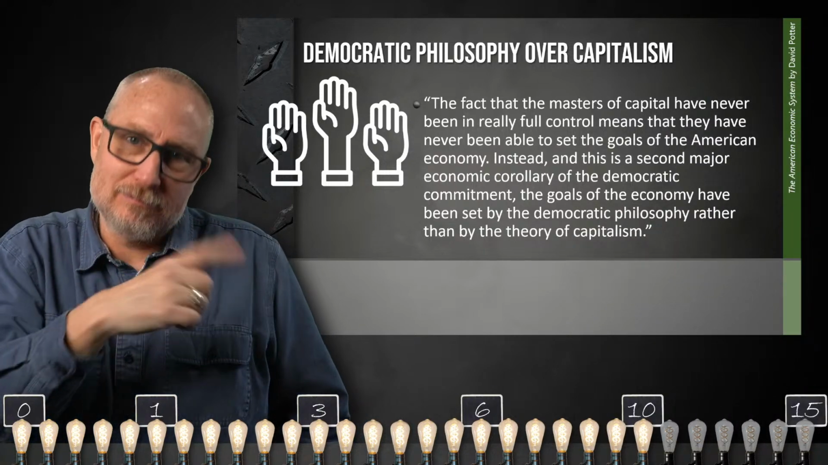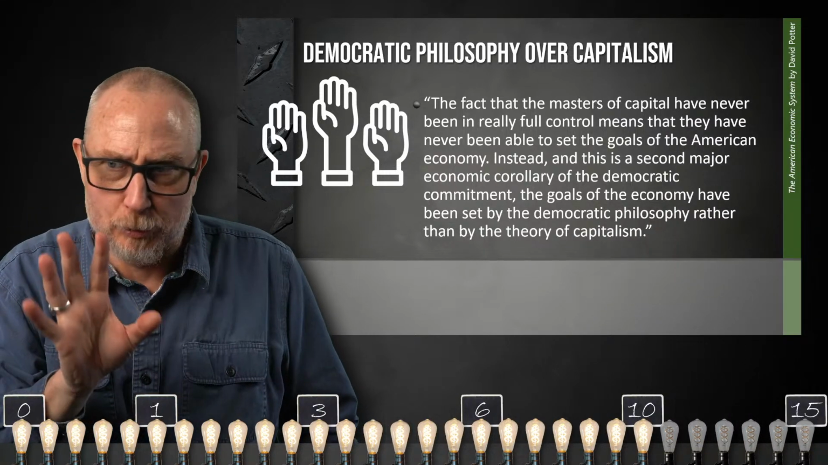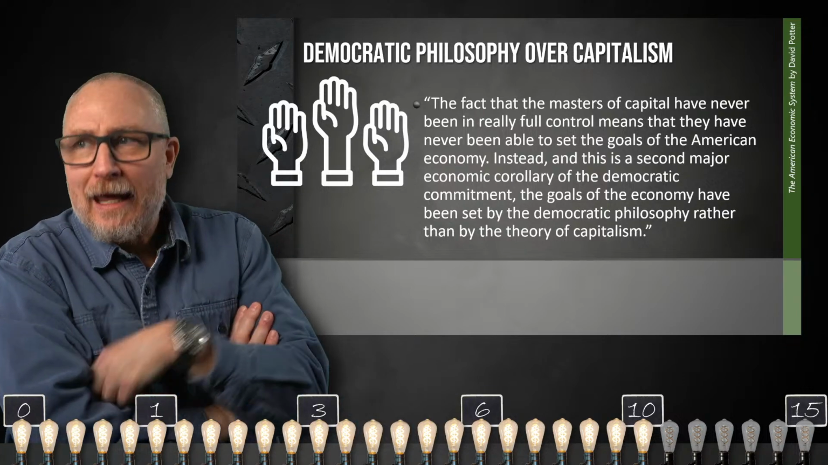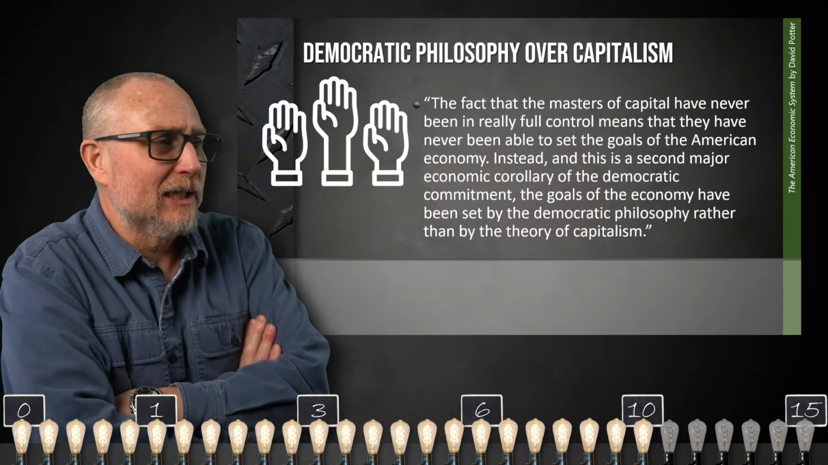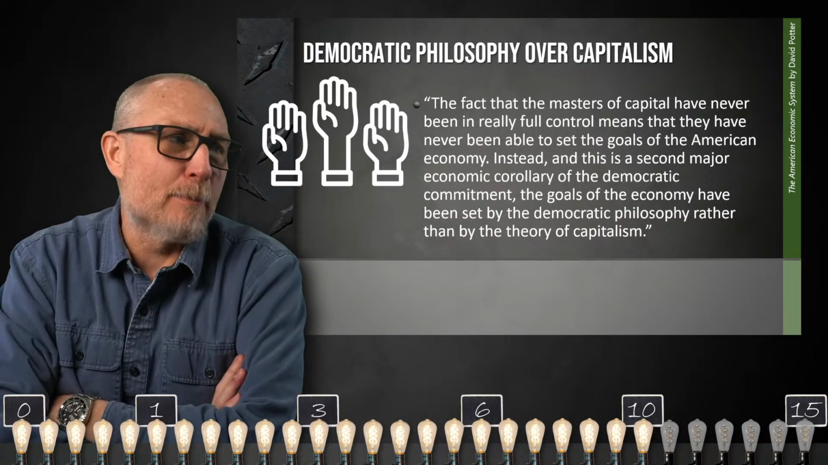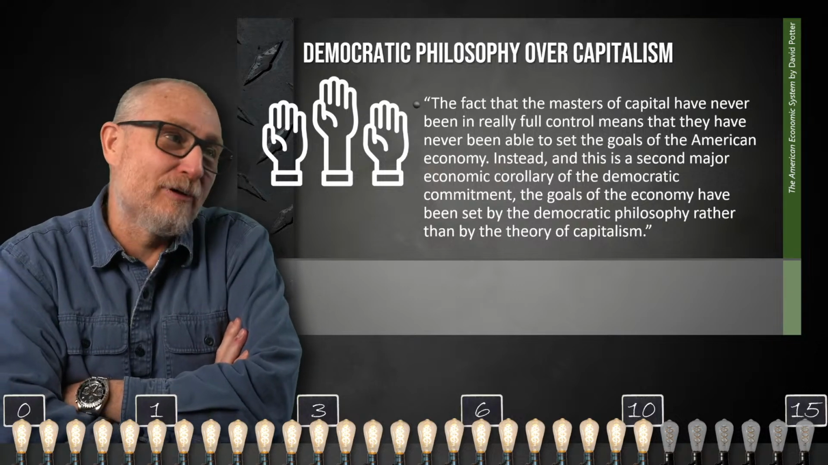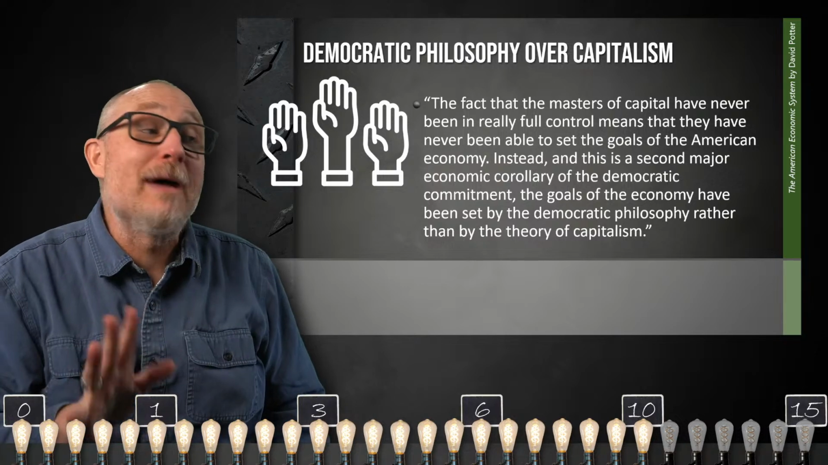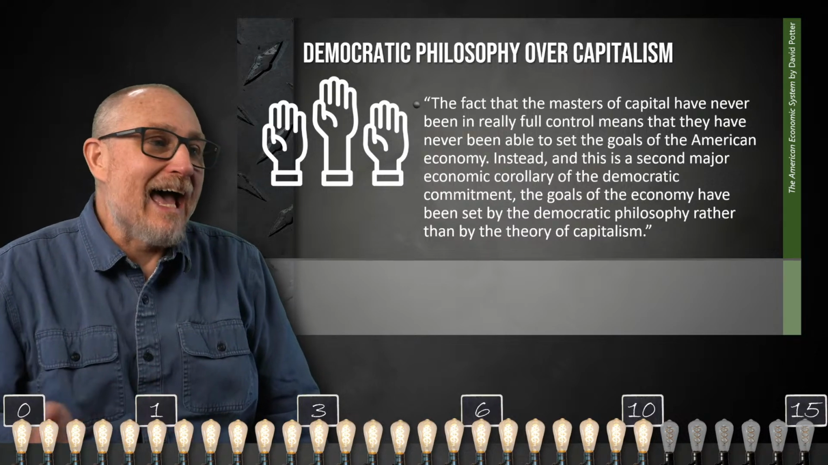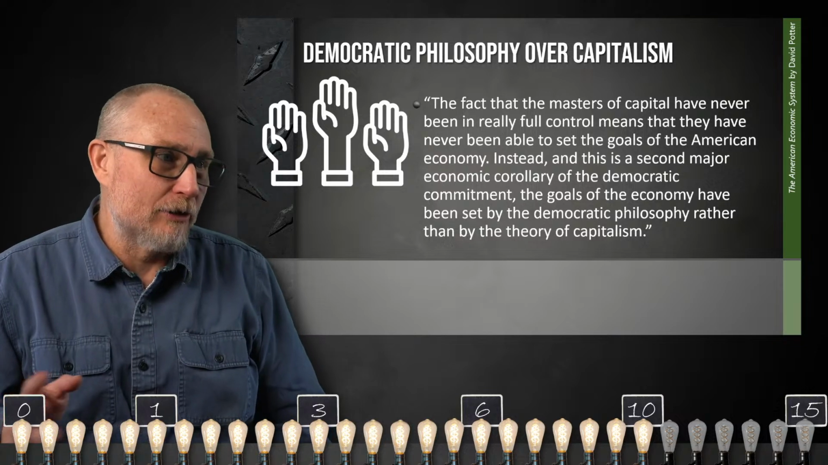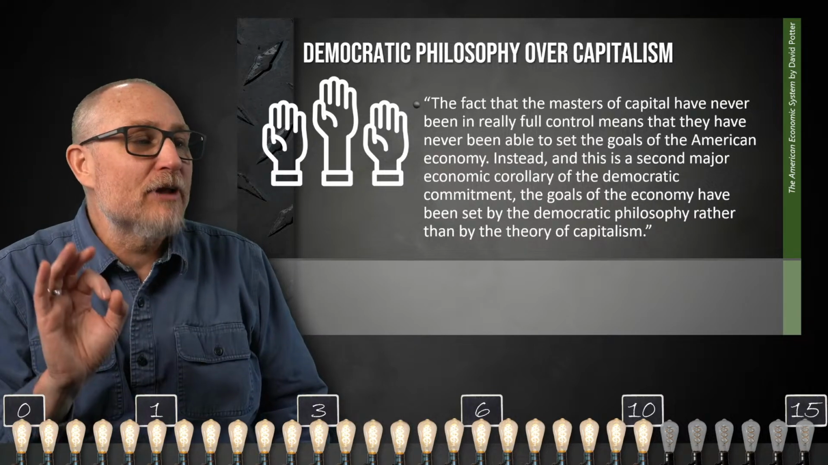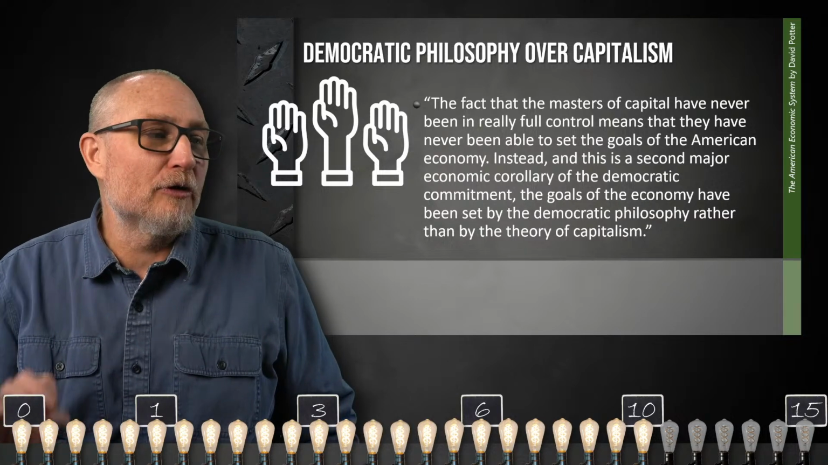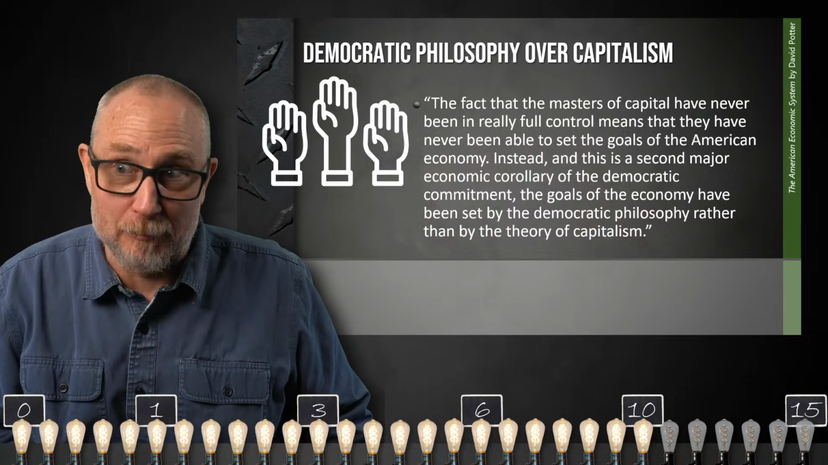Here's what Potter says, and I know we're short on time, so we're going to fire through this pretty quick. He says, and I'll read it, but then I'll basically give you the translation. The fact that the masters of capital have never been in really full control means that they have never been able to set the goals for the American economy. Instead, and this is a second major economic corollary to the Democratic commitment, the goals of the economy have been set by the democratic philosophy rather than the theory of capitalism.